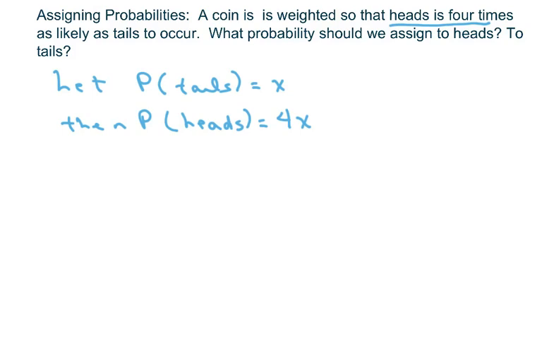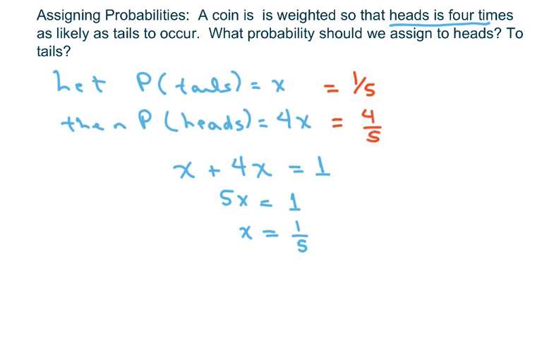So what you do, we're going to add this up. We know that the probability of heads plus the probability of tails should equal 1, and then we're going to solve for x. So we have 5x equals 1, so x equals 1/5. If x equals 1/5, then 4 times x is going to be 4/5. So we would assign to tails 1/5 and to heads 4/5.